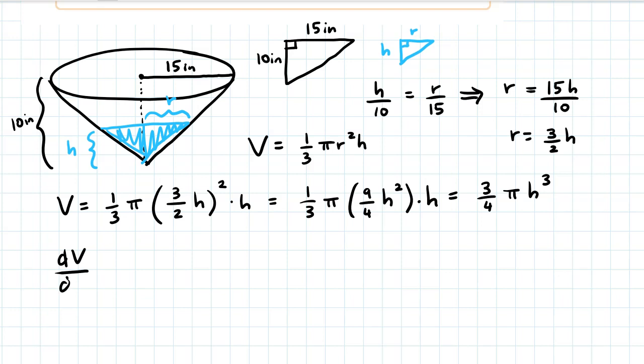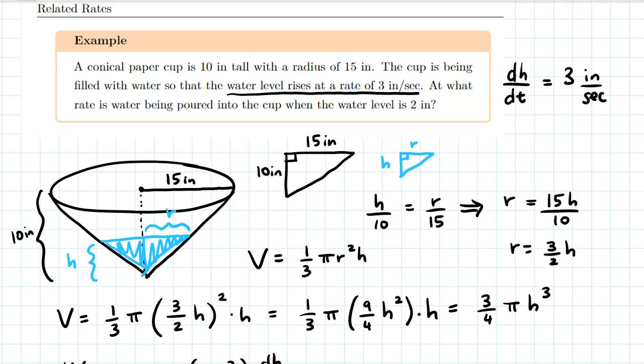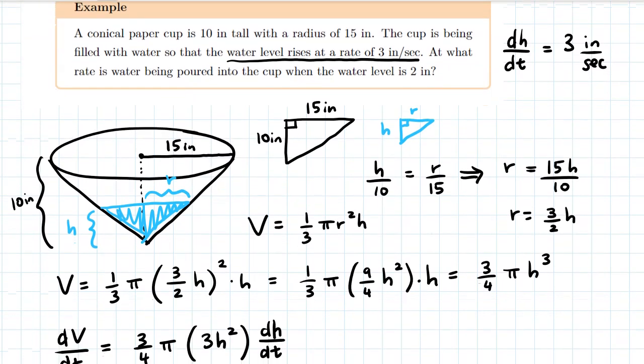At this stage, we can take the derivative. So I have dV/dt is equal to 3/4 pi, which is a constant, and then I can take the derivative of h cubed with respect to time. So that's going to be 3h squared, and then I need to multiply by dh/dt. And remember earlier, we said that dh/dt was 3 inches per second. So that's the rate at which the height of the water is changing.